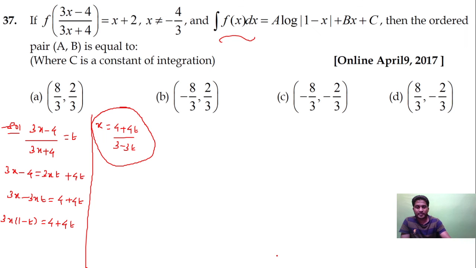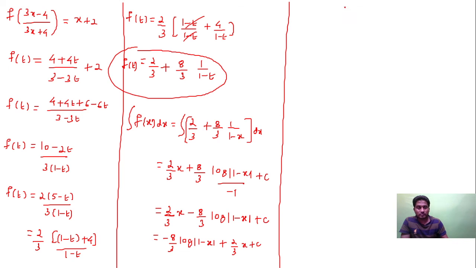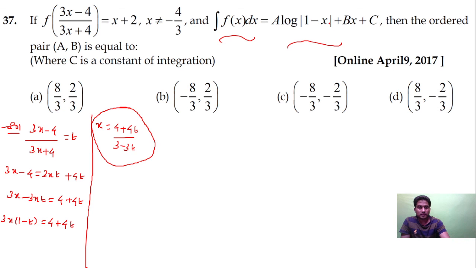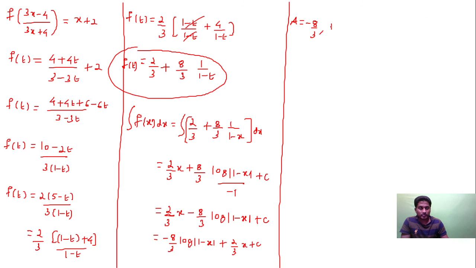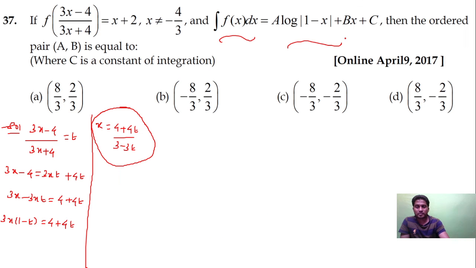Now if you compare this, the value of a will be equal to minus 8 by 3, a is minus 1 by 3 and b is equal to plus 2 by 3. So answer is minus 8 by 3 plus 2 by 3. Answer is option D.